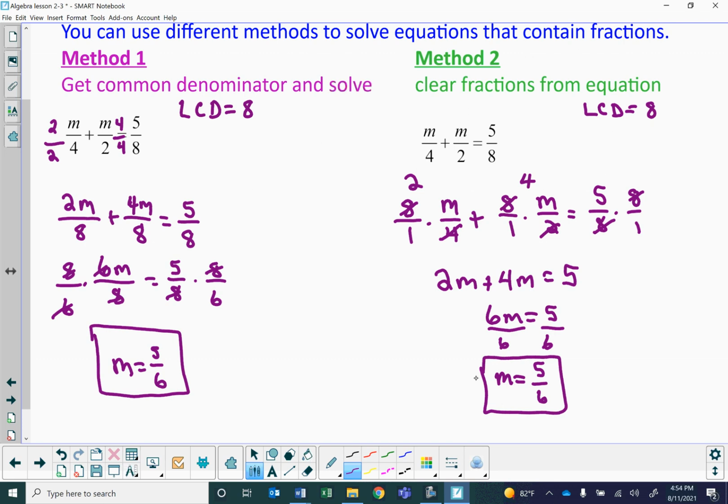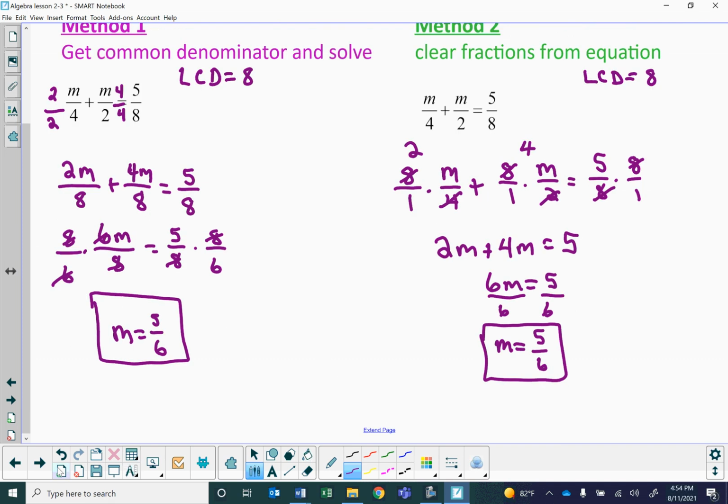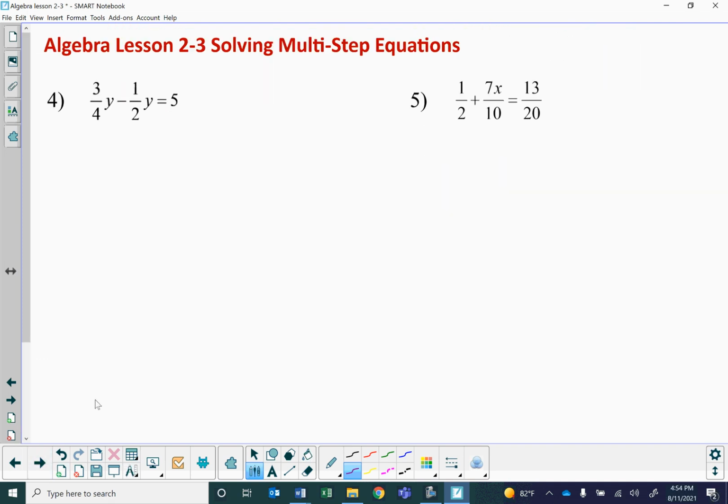Okay. Both methods work. Both methods are effective. I happen to prefer method 2 just because I seem to think it's a little bit easier for me, but you do whatever method works best for you as long as you can do one of the two methods. So let's look at some examples.